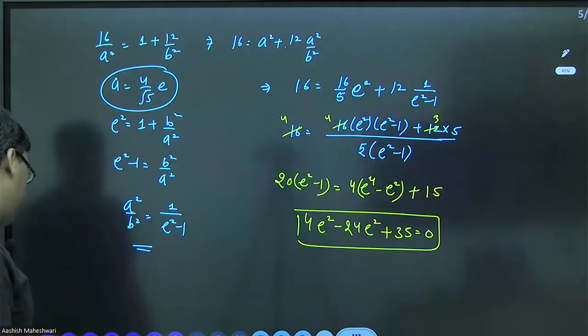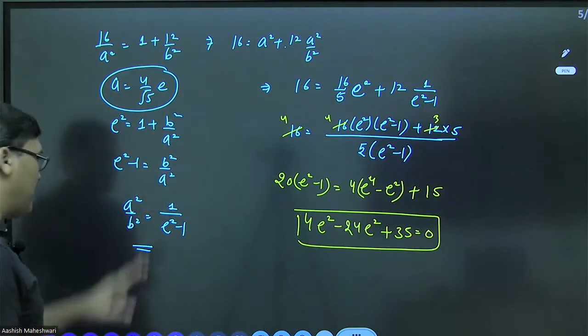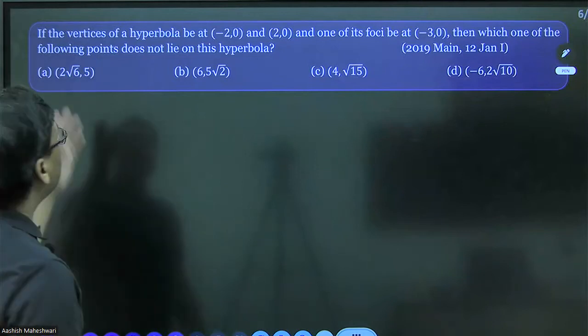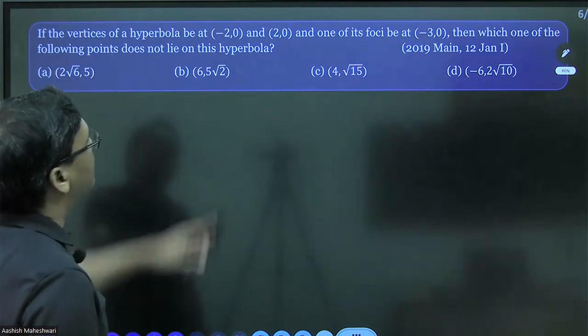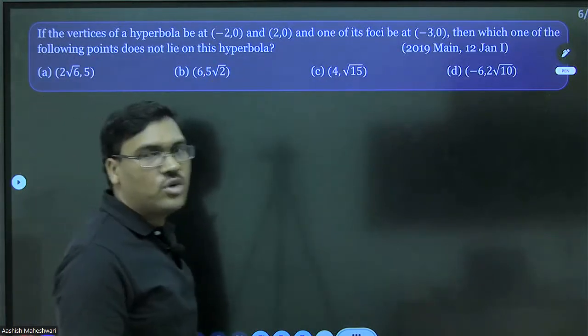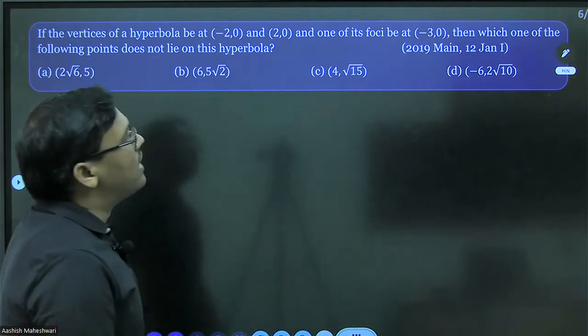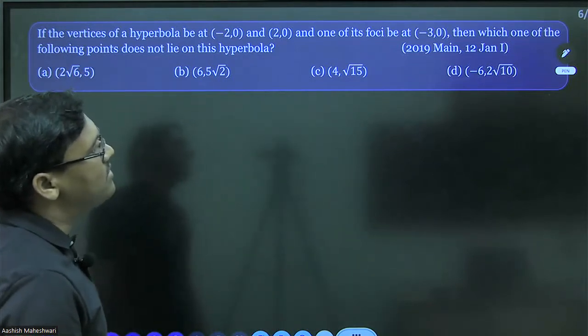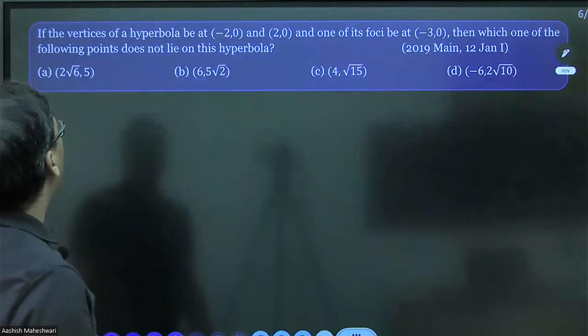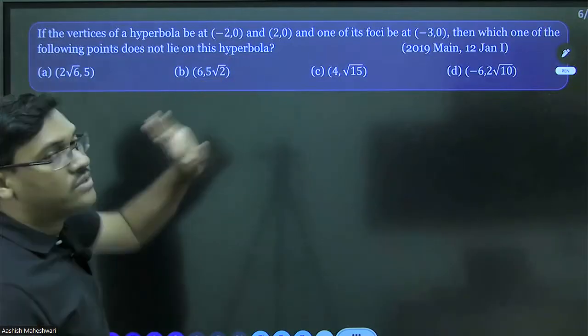So now let's move to the next question. I hope this is clear. This part is just the calculation. You can follow this. Next question: the vertices of a hyperbola, let's say, are minus 2, 0 and 2, 0, and one of its foci is at minus 3, 0. Then which of the following is a point which does not lie on this hyperbola?